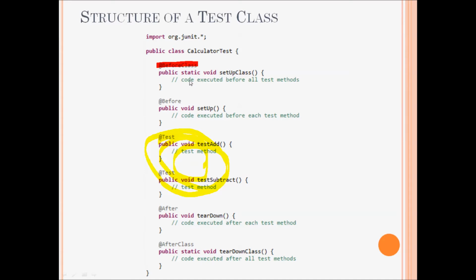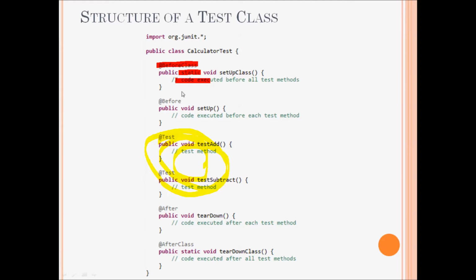The code in this method is executed only once. So we put code to prepare the test environment in this method. For example, to create a database connection in this kind of method. And note that this method must be static. You see.